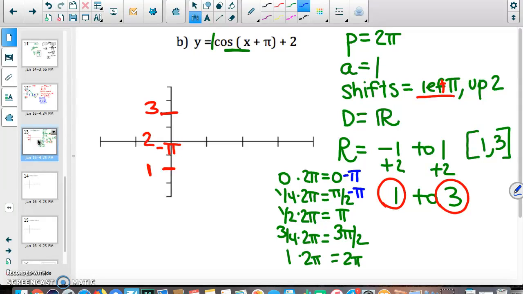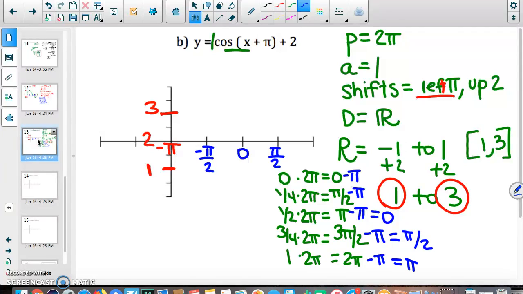Pi over 2 minus pi, that is going to be -pi over 2. Pi minus pi, that's going to be 0. 3 pi over 2 minus pi, that's 1.5 pi minus 1 pi. So that's going to be pi over 2. Hopefully this makes sense symmetrically, right? And then last but not least, 2 pi minus pi, that's an easy one, right? 2 pi minus pi, that just gives me pi.